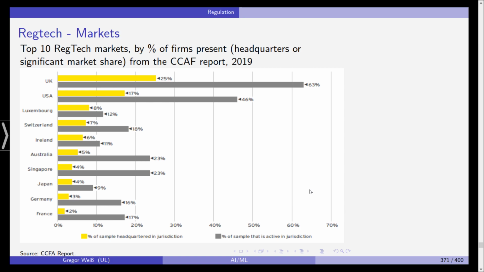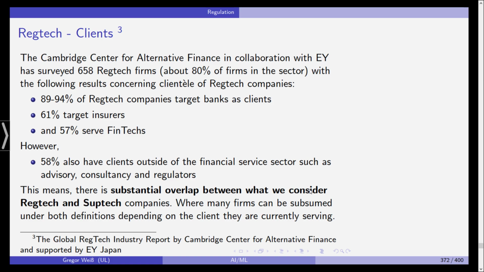Some information on the top 10 Regtech markets: obviously the UK and the USA, but also in the European Union, Luxembourg and Switzerland and Ireland, because these are the countries where we see a lot of financial industries and financial service providers having their headquarters within the European Union, or in the case of Switzerland, mostly in Zurich. And then Ireland, Australia, Singapore, Japan, Germany, France. But obviously the UK and the United States are leading the herd here.